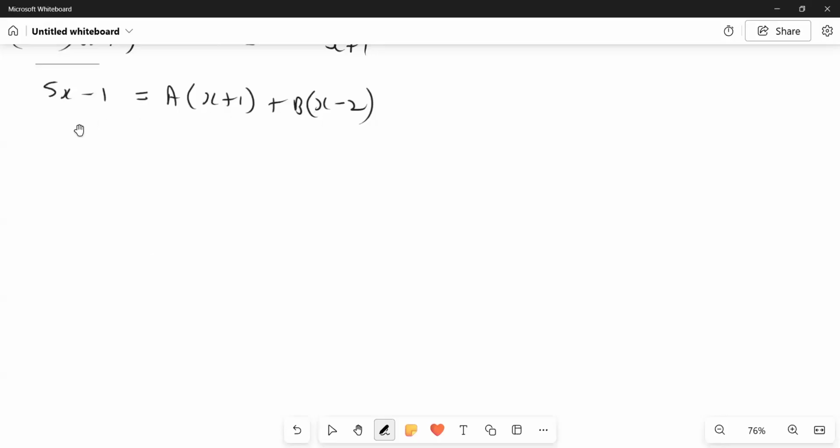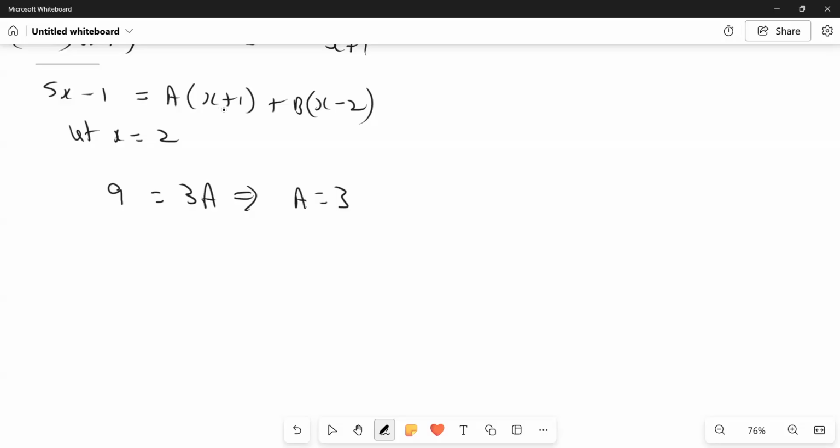To get rid of this B, we can say let x equal 2, right? Look at what happens. 2 minus 2 is 0, so B gone. So 5 times 2 is 10. 10 minus 1 is 9. So this thing becomes 9. All of this, if x is 2, 2 plus 1 is 3. 3 times A is 3A. And that implies that A equals 3. That's all.